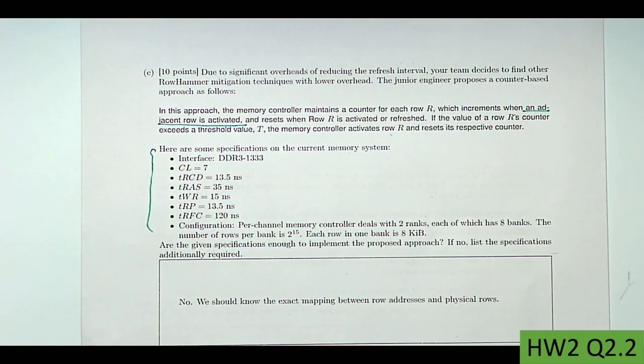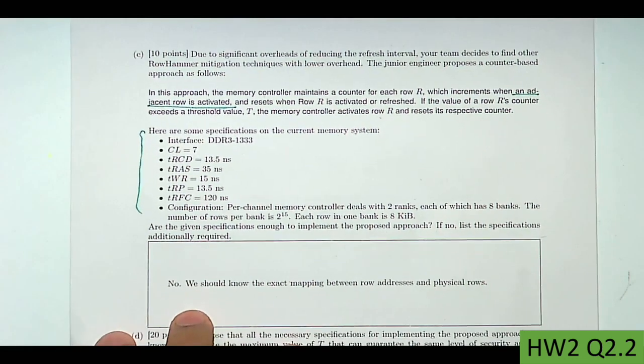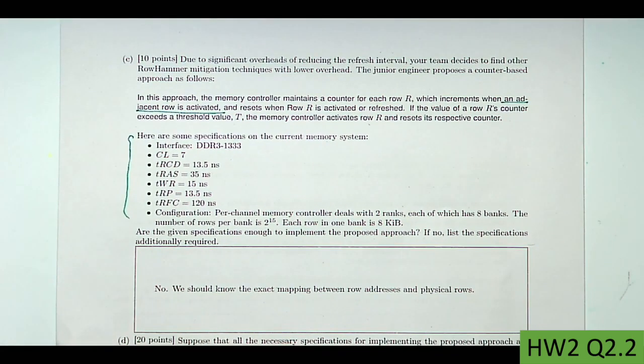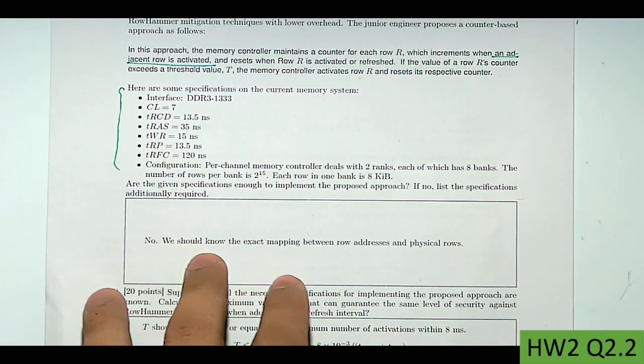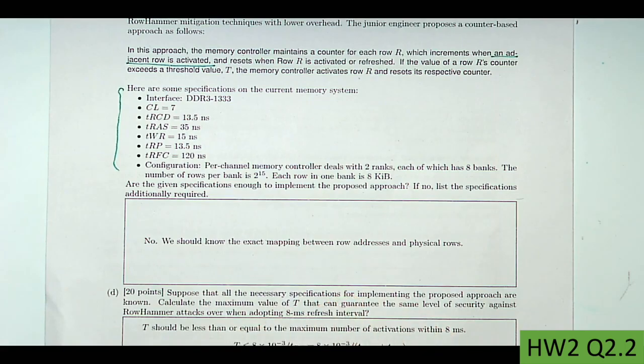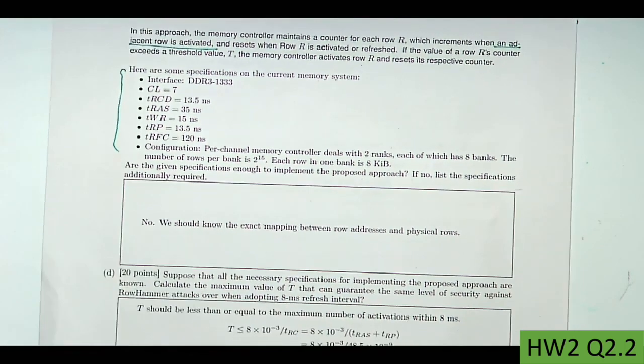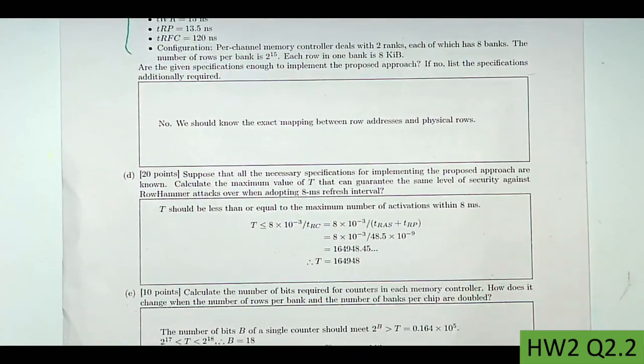What I intended is that if we do something with adjacent rows, we should know where the adjacent rows are, right? But as we covered in our classes, DRAM manufacturers do not open this; it is normally confidential. So we should know the exact mapping between row addresses and physical rows.